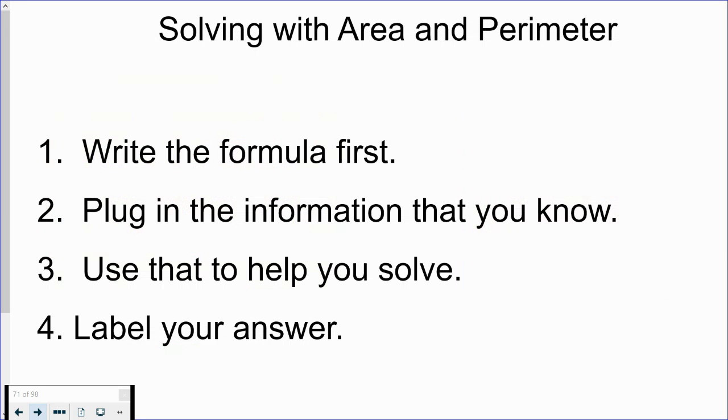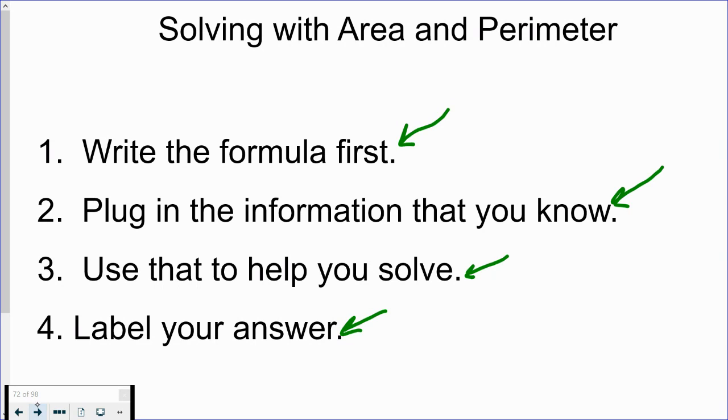So, just like yesterday, you're going to follow these 4 steps when you're solving a problem. Write the formula first. Choose the formula that is going to work with the information that you've been given. Second, plug in the information that you know into that formula. Third, use that formula to help you solve, remembering you're probably going to have to use inverse operations, the opposite operations. And then last, once you have your final answer, make sure you label it.